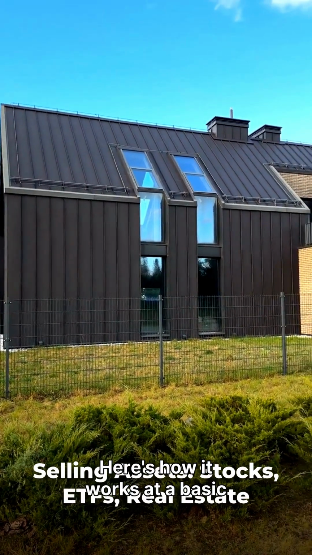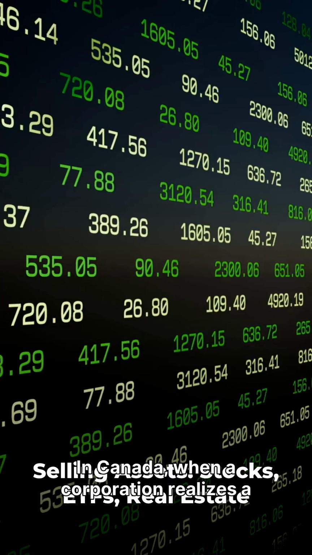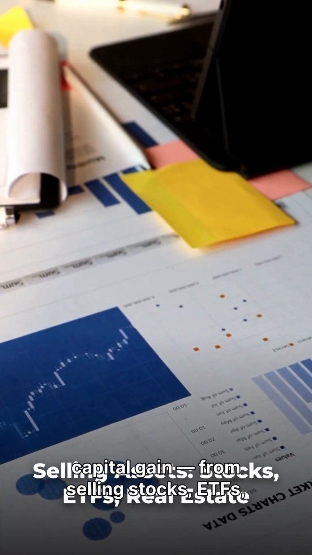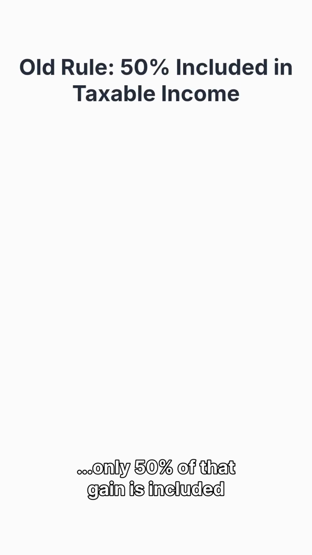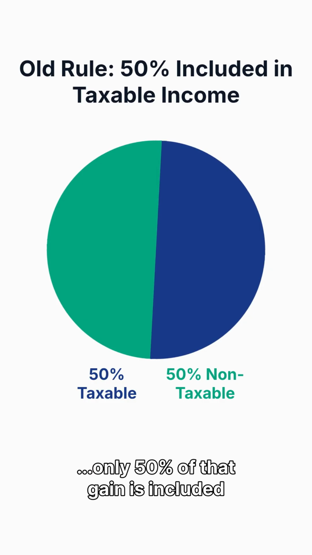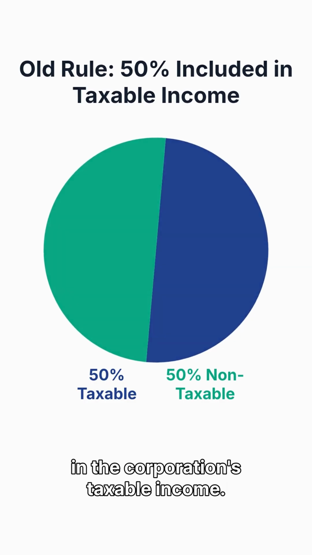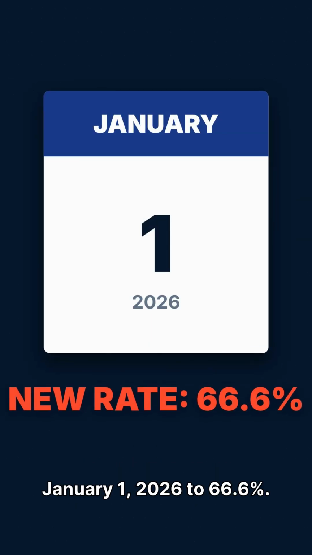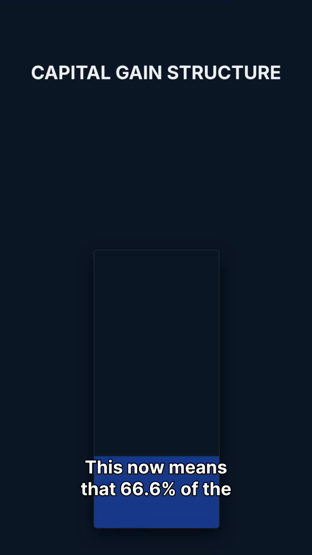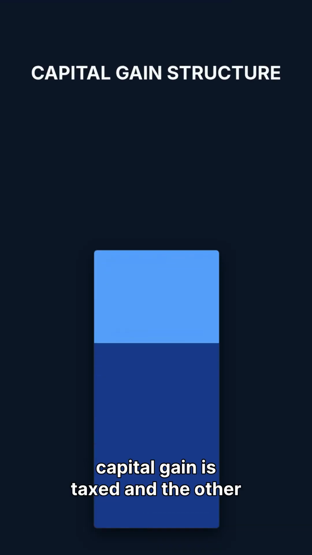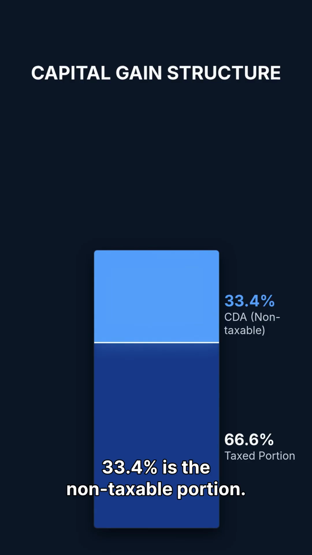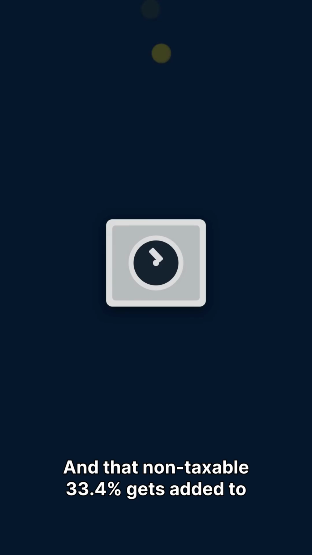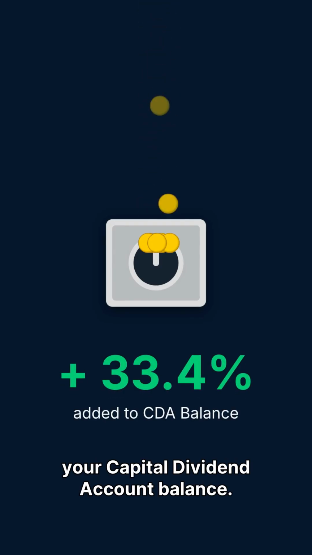Here's how it works at a basic level. In Canada, when a corporation realizes a capital gain from selling stocks, ETFs, or real estate, only 50% of that gain is included in the corporation's taxable income. This inclusion amount has now changed on January 1st, 2026 to 66.6%. This now means that 66.6% of the capital gain is taxed and the other 33.4% is the non-taxable portion. And that non-taxable 33.4% gets added to your Capital Dividend Account balance.